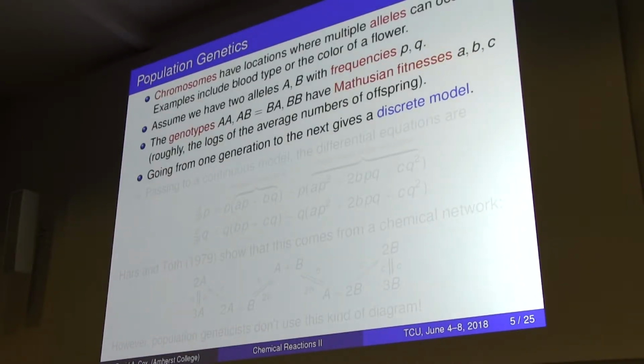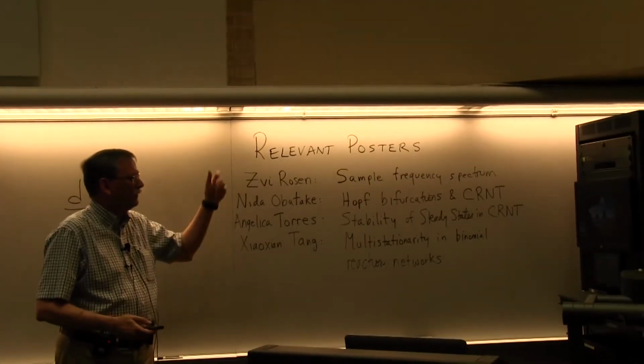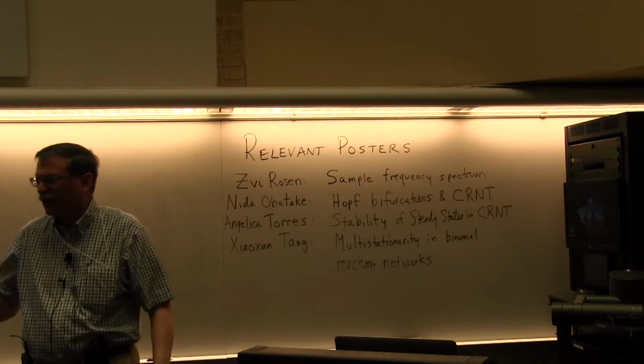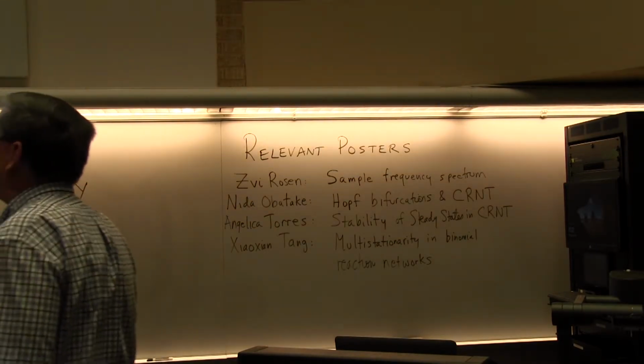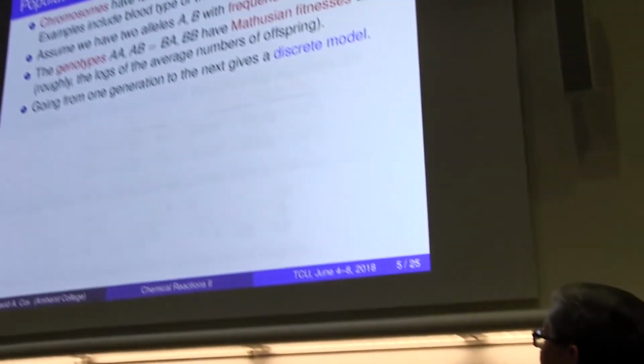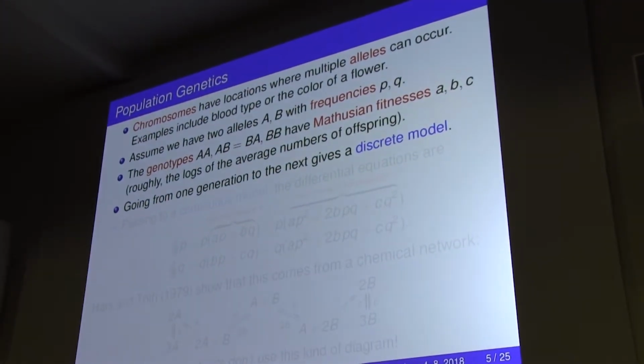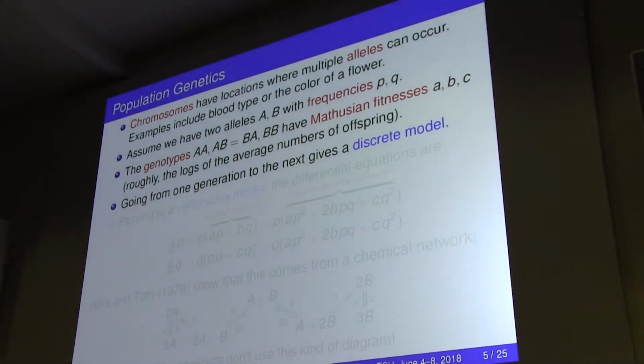Another example is from population genetics, and I should point out that this is an interesting field, and for example, Zvi's poster is one that talks about one interesting aspect of population genetics. Here's a quite different aspect I'm going to talk about. And so, the background here is, we have chromosomes, there's locations on them, and you can have different stuff at the same location. Those are called multiple alleles, there's different kinds of blood type or hair color, color of a flower. And so those are all alleles at particular positions on a chromosome.